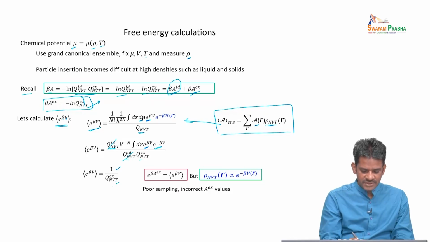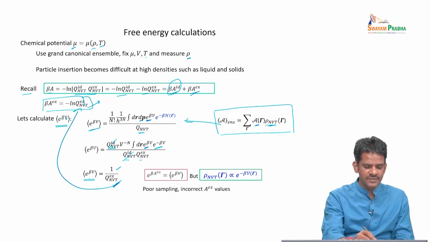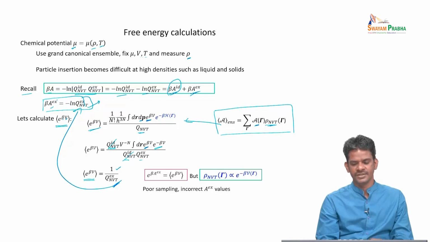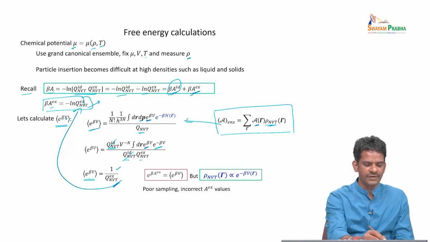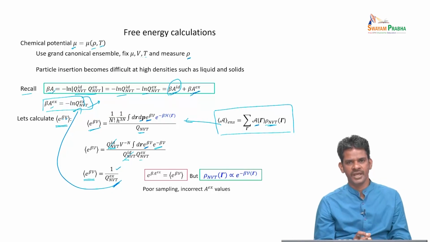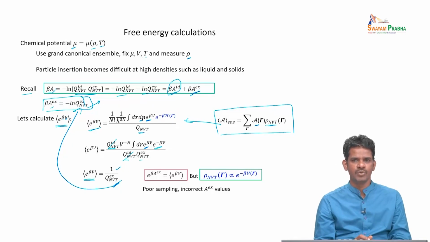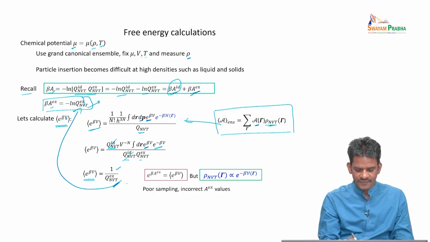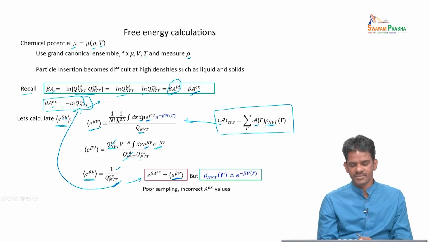This is interesting because if I know the ensemble average of e to the power beta V, then I know Q_NVT excess. Then using this expression, I am able to get the excess free energy, and if you know the excess free energy, then I know the total free energy also. So, this looks like one possible way to measure the Helmholtz free energy in the system. That is what I have written here. Once you substitute here, you will see that e to the power beta A excess is nothing but the ensemble average of e to the power beta V.